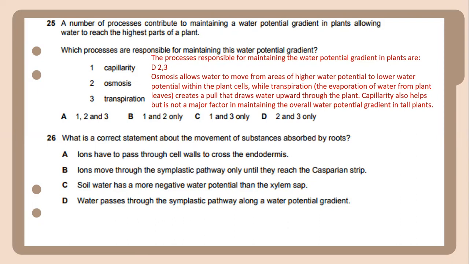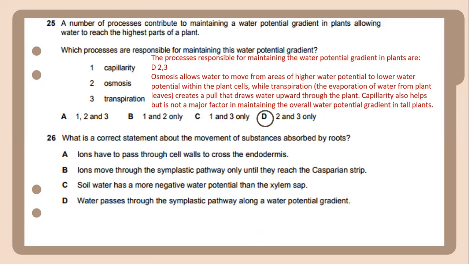Osmosis allows water to move from areas of high water potential to lower water potential within the plant cells. While transpiration, the evaporation of water from the plant's leaf, creates a pull that draws water upward through the plant. Capillary action also helps, but is not a major factor in maintaining the overall water potential gradient in tall plants.